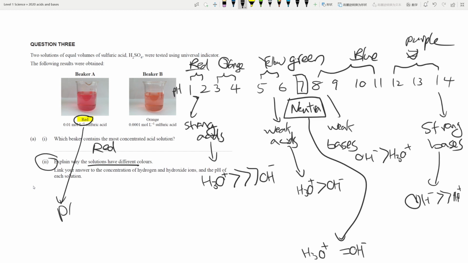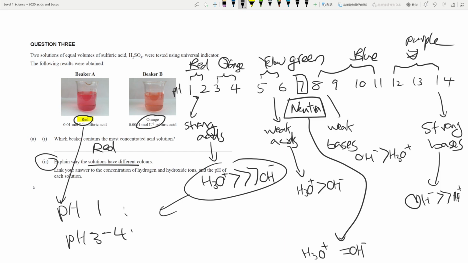If it's red, that means it's pH 1. What does that mean? That means you have lots of H3O+ compared to OH-. And then this one's orange. Orange is pH 3 to 4. What does that mean? That means you have more H3O+ compared to OH-, but not that great of a difference. And that means the pH is a little bit higher.